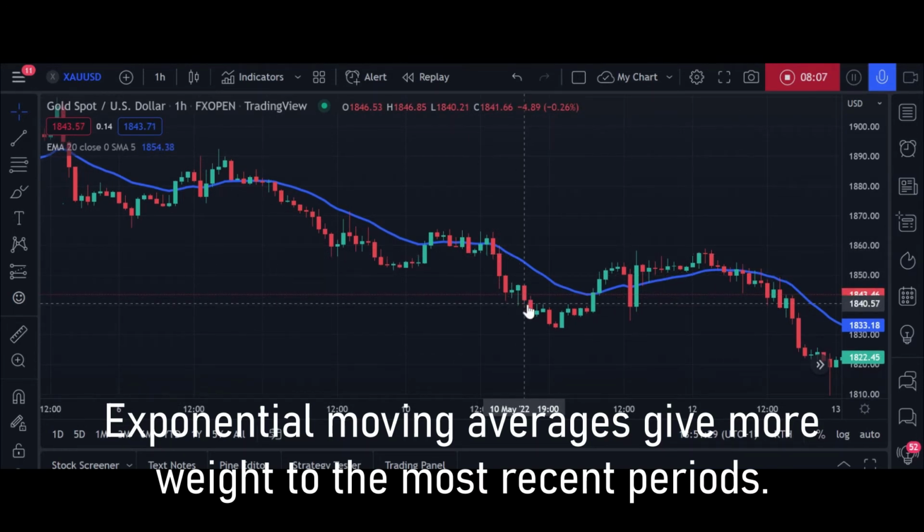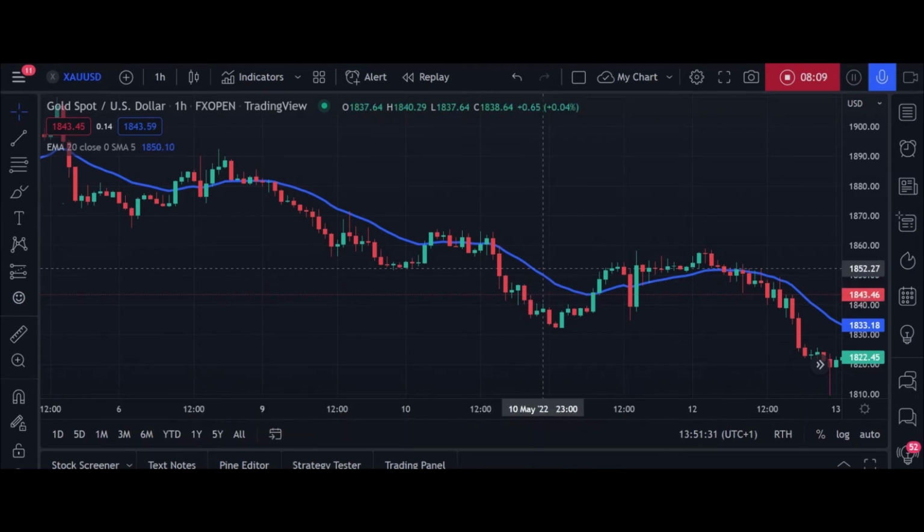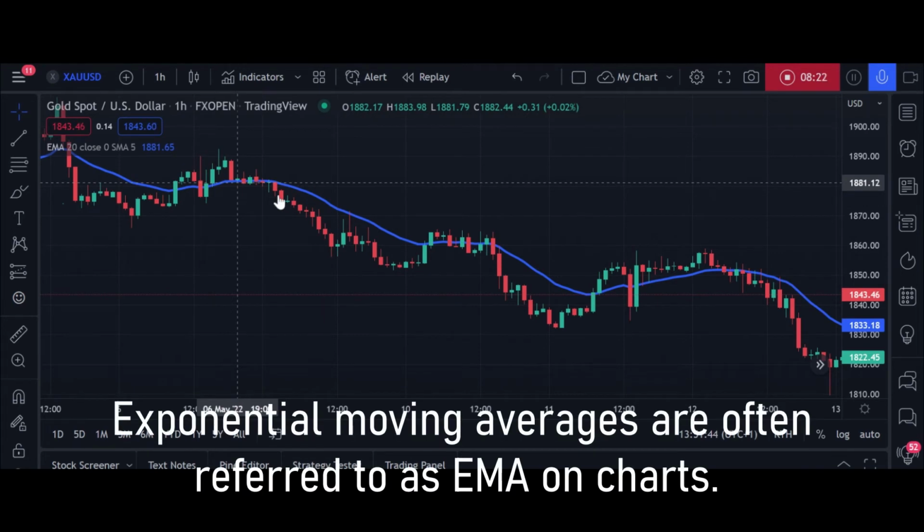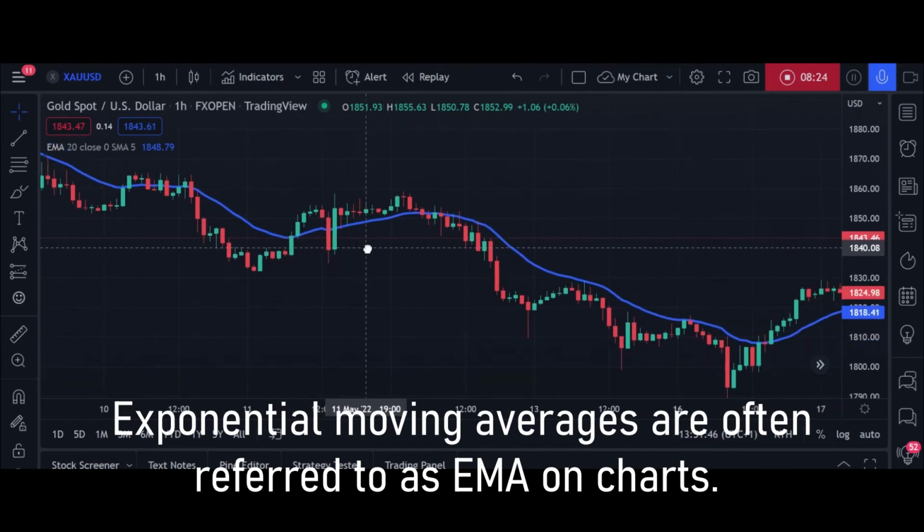If you think about it, this makes a lot of sense because it puts more emphasis on what the price action is doing most recently. When trading, it is far more important to see what traders are doing now rather than what they were doing a few hours ago. Exponential moving averages are often referred to as EMA on charts.